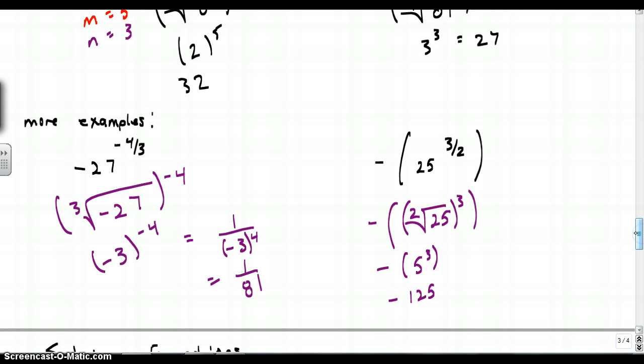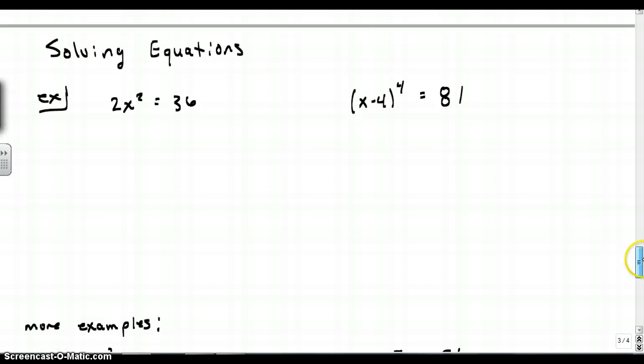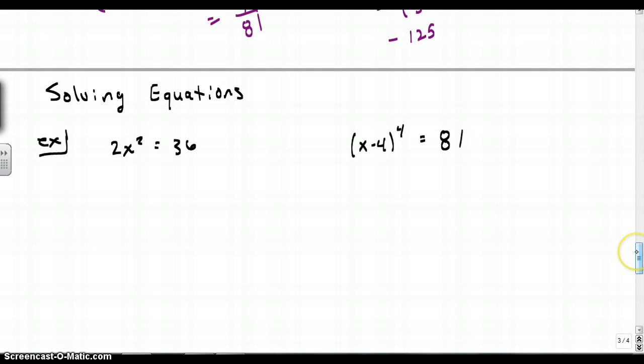That's the last of those examples. We're moving on now to solving equations. So now we're going to look at solving equations using nth roots. This is, again, pretty quick. So if you want to pause and work out your own examples, you can.